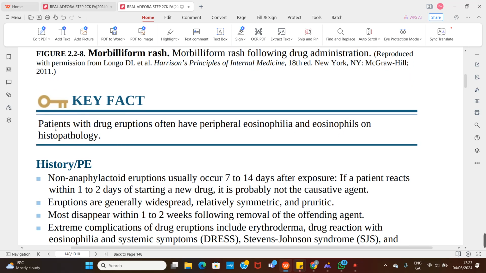And we have a key fact here. Patients with drug reactions usually have peripheral eosinophilia, which is very important. They usually have a high eosinophil count. And even if you do a biopsy of the rash, you are going to see a very high number of eosinophils within the lesions. Yeah, it's classic. People with Stevens-Johnson syndrome, people with DRESS syndrome, people with type 1, they usually have elevated eosinophils in their blood as well as in the tissue biopsy. So the presence of eosinophilia, or a high eosinophil count when you do your biopsy, is also suggestive of drug eruption.